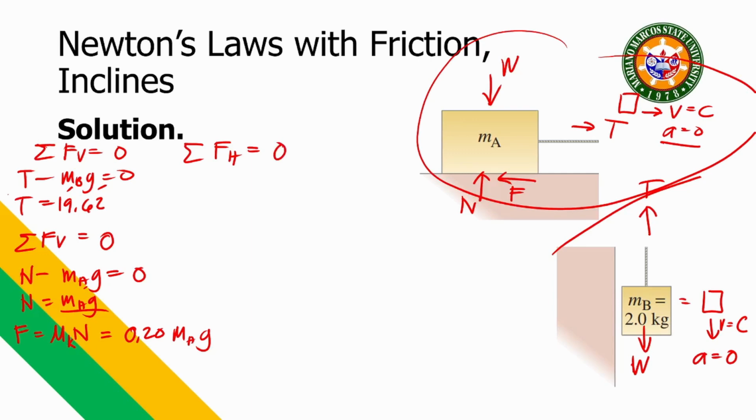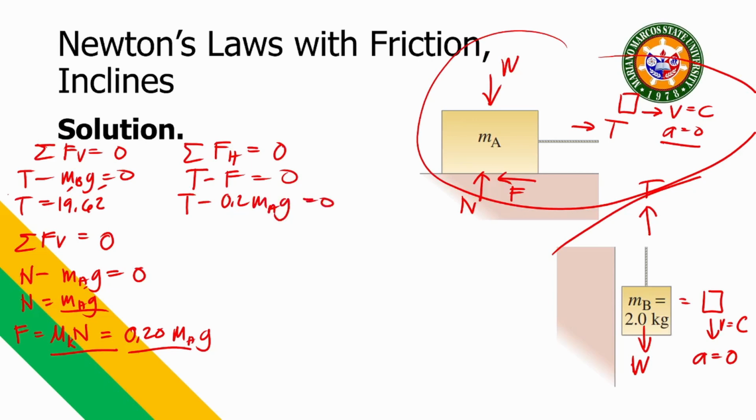So let us take the summation of forces. To the right is positive, so we have here T, and to the left is negative, so we have here minus f. This one is equal to 0. So let's substitute all the given values here. Minus f. Our f is mu N, which is 0.2 mag. So 0.2 mag, and this one is equal to 0.